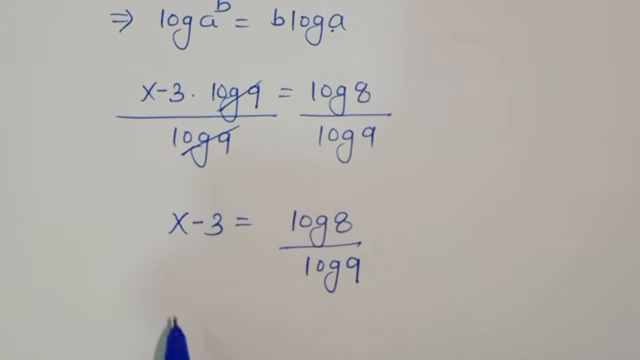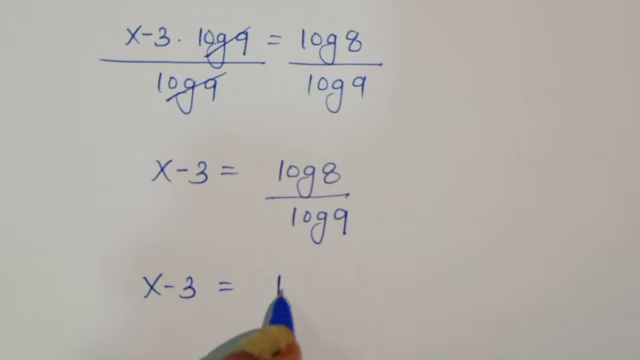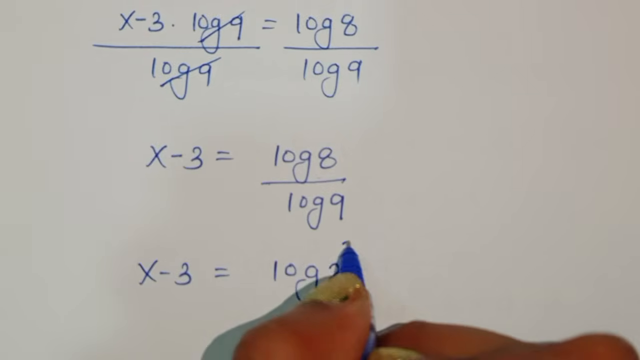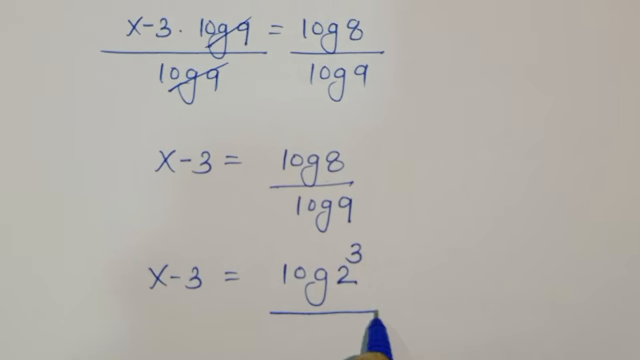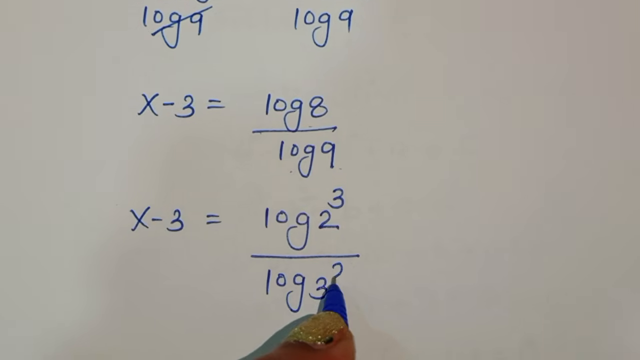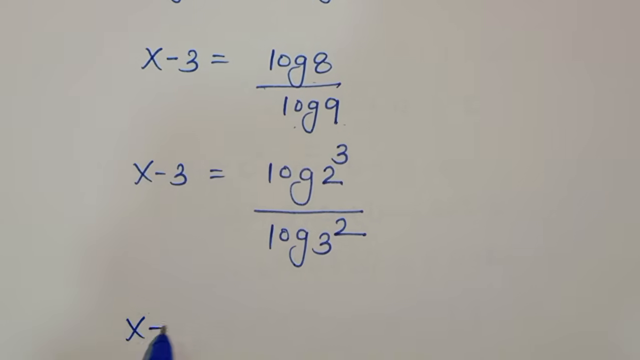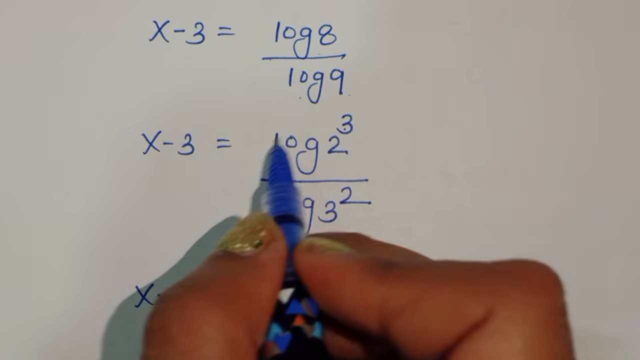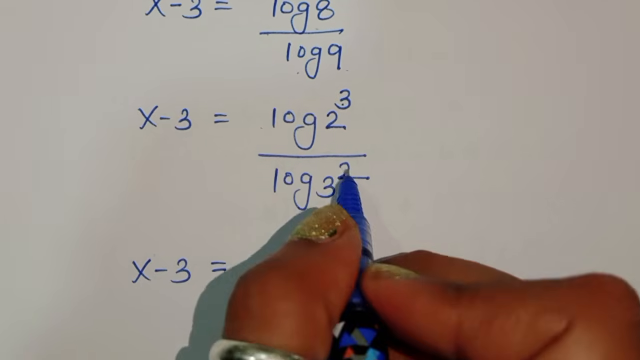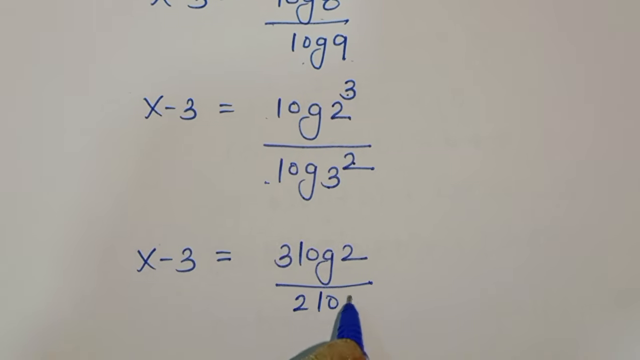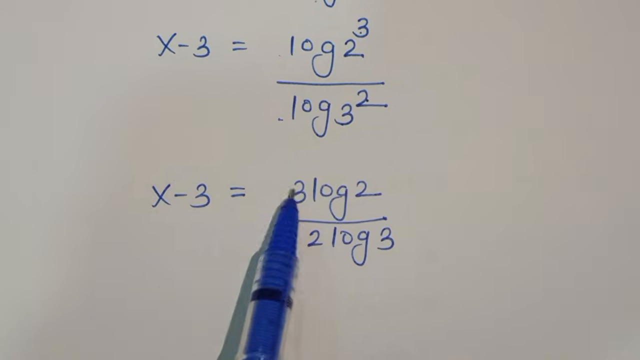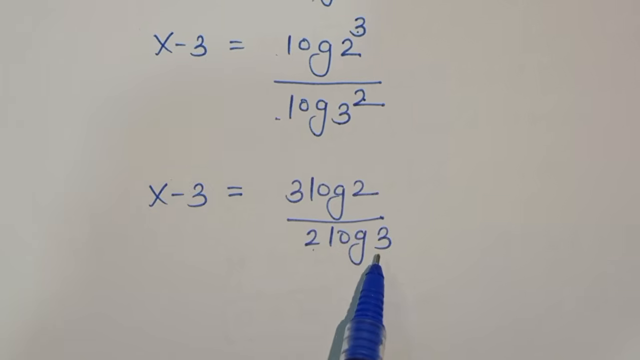Now x minus 3 is equal to log of 8 divided by log of 9. This 8 we can write as 2 cube, and 9 as 3 square, right? Now x minus 3 is equal to 3 log of 2 divided by 2 log of 3. So we can say the value of x minus 3 is equal to 3 log of 2 divided by 2 log of 3.